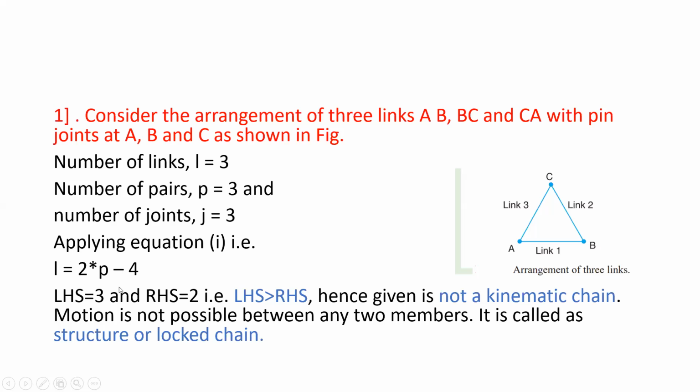Now let us consider the right hand side. Right hand side is 2P minus 4. So number of pairs are 3. 2 into 3, 6 minus 4. So what is remaining is 2. So on left hand side there is 3 and right hand side there is 2. Okay. So this equation is not satisfied. Hence given is not a kinematic chain. It is not a kinematic chain. Okay. Motion is not possible between any two members.